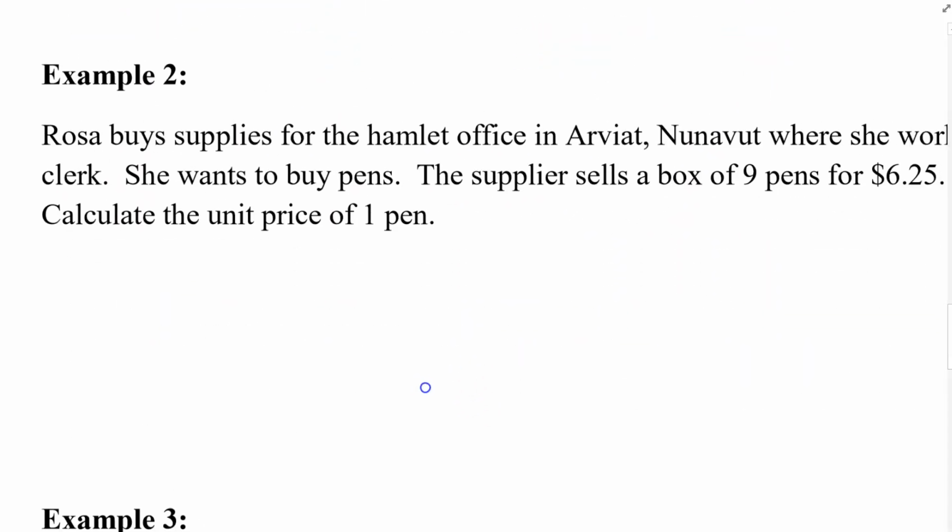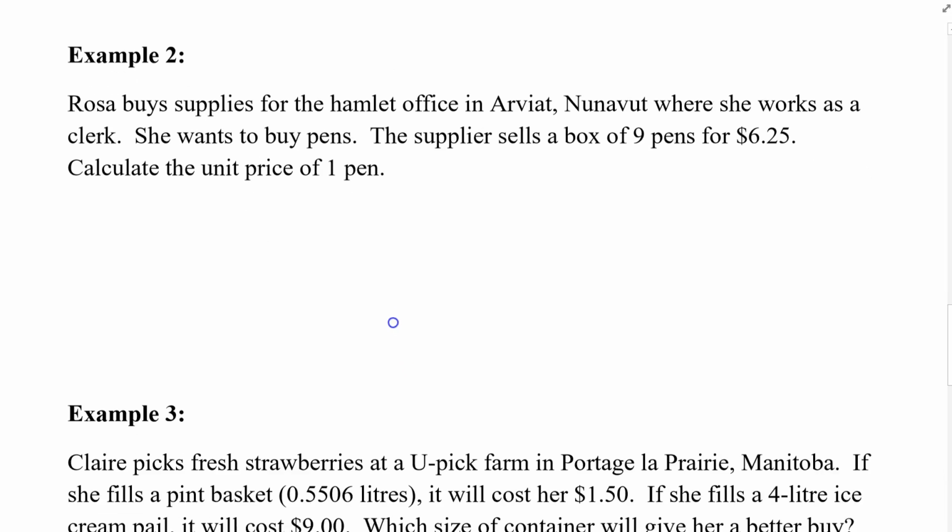Example number 2. Rosa buys supplies for the hamlet office in Arviat, Nunavut, where she works as a clerk. She wants to buy pens. The supplier sells a box of 9 pens for $6.25. Calculate the unit price of 1 pen.